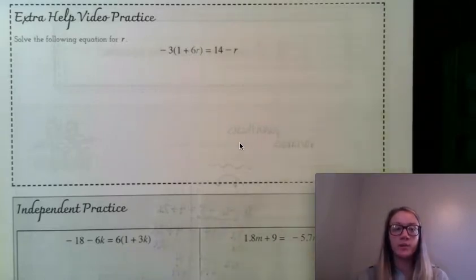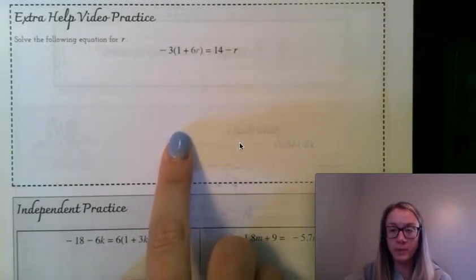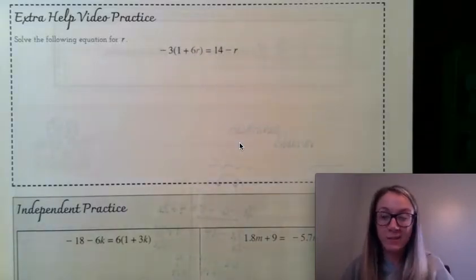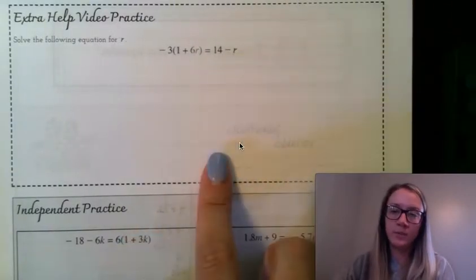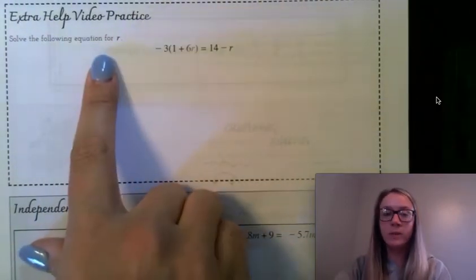Hi guys, we are on page 12. We are going to go through the extra help video practice at the top of this page for 1.3.1. I know the last video was like 11 minutes long, and this is only one example, so it'll be a little bit shorter. So we are asked to solve the following equation for r.